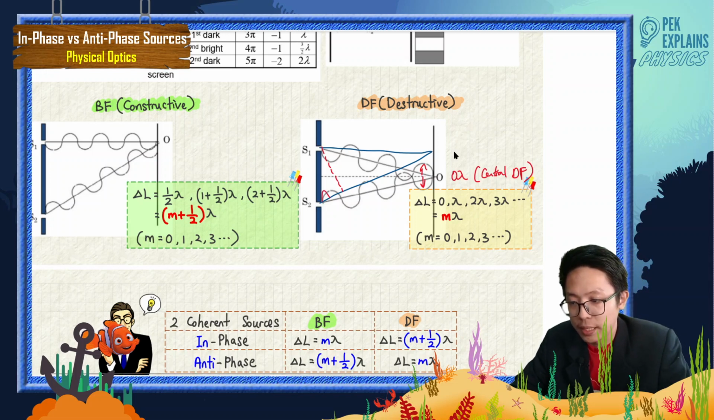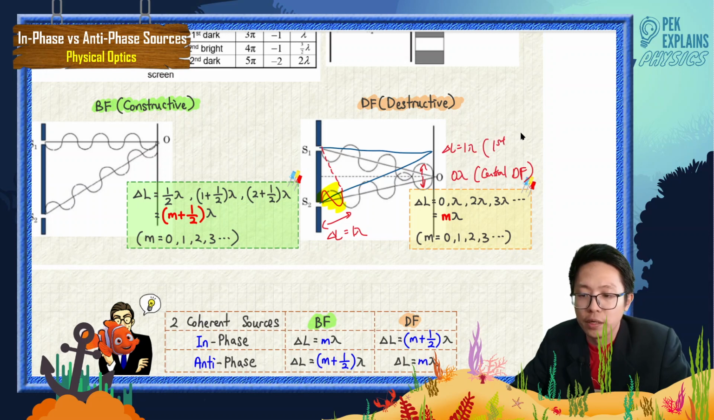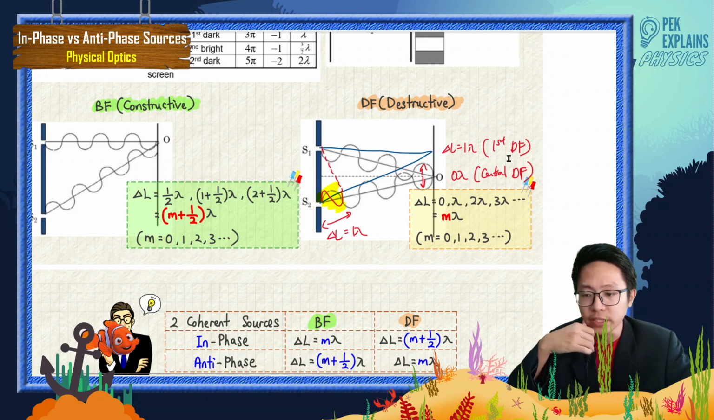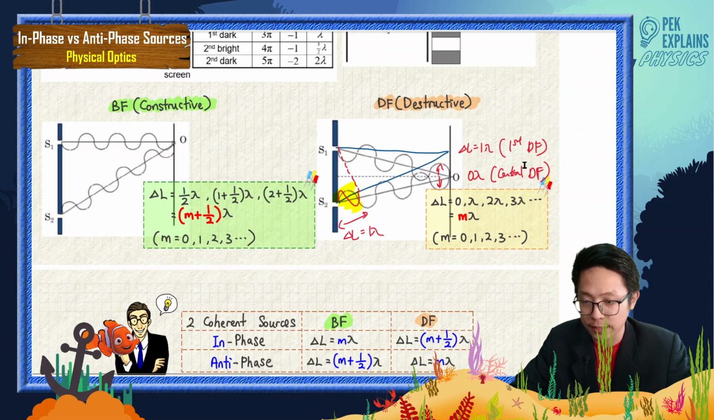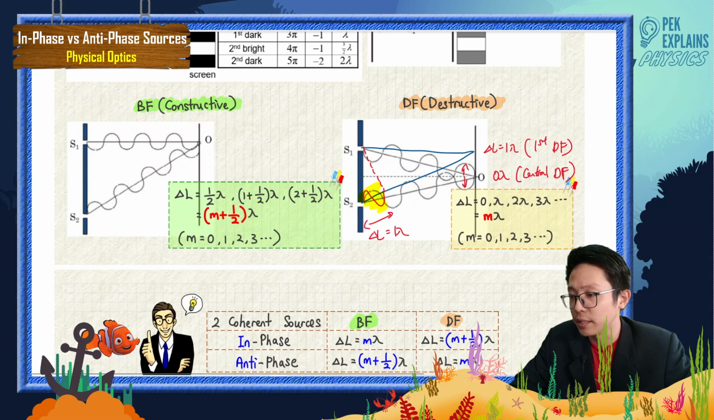The next one should be 1 lambda. The path difference delta L is equal to 1 lambda. That one will form the first dark fringe. You see that? First dark fringe.